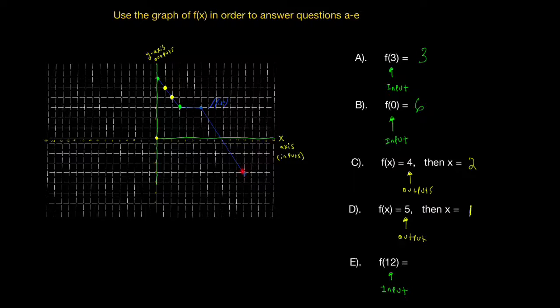And I see that the y value that corresponds to this x value, and here let me highlight the dot in green, that one is going to be -4. So f of 12 is -4.